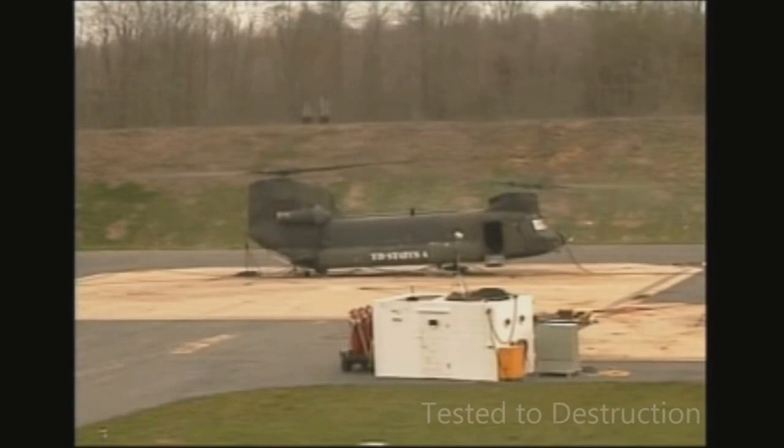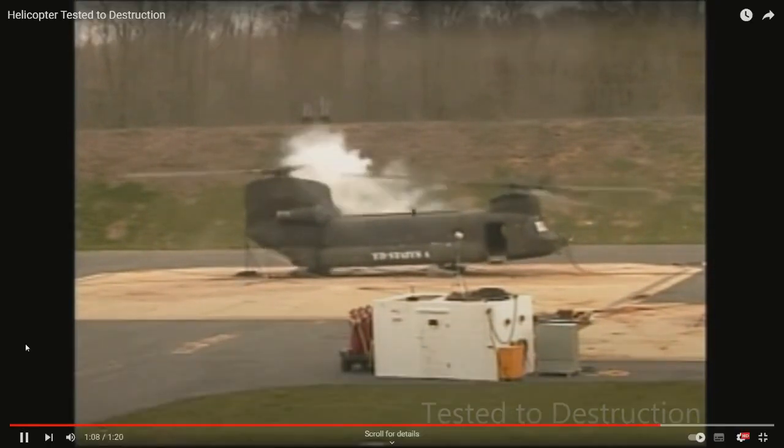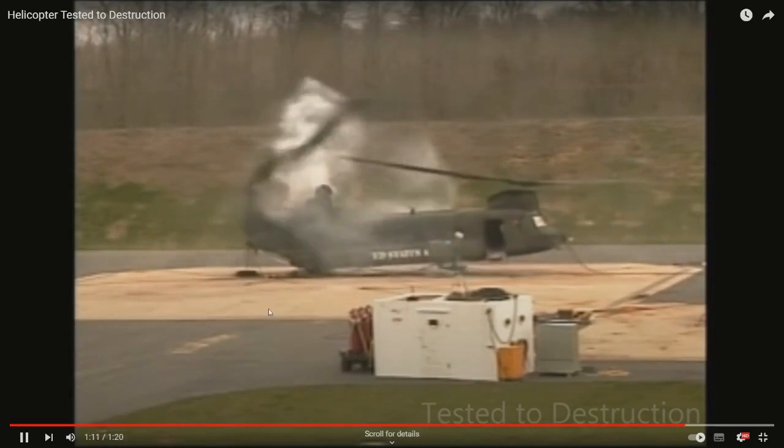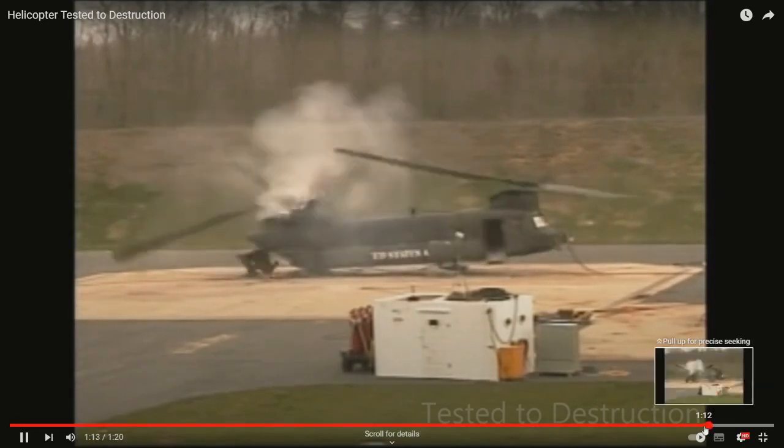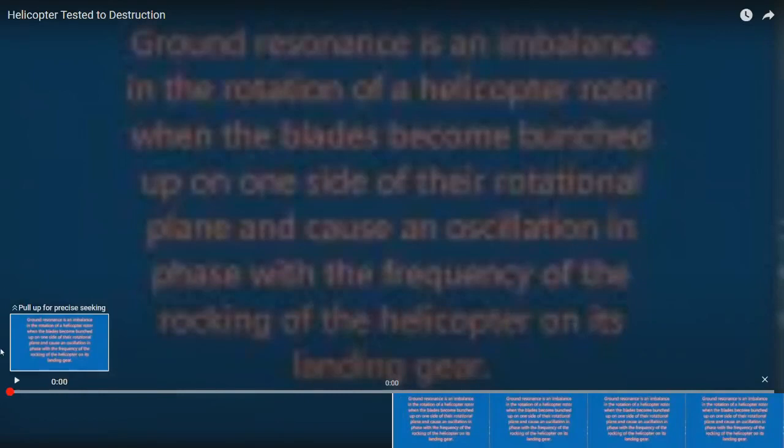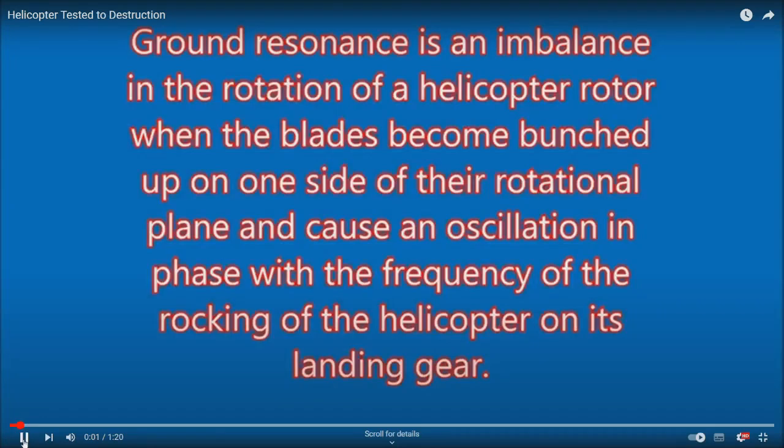Now you see the same helicopter. So test it to destruction. So you have a brief explanation of what is happening here. It is called ground resonance.